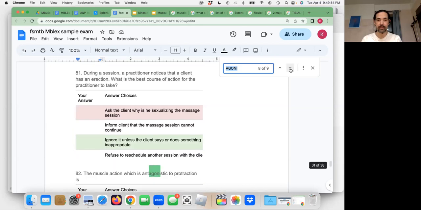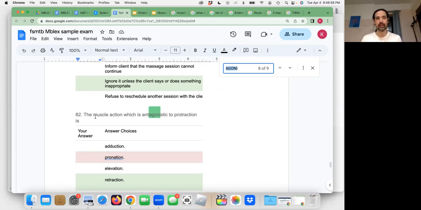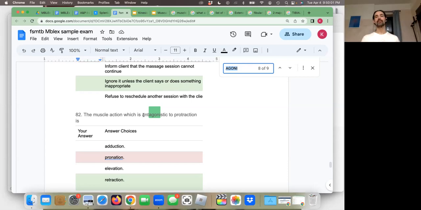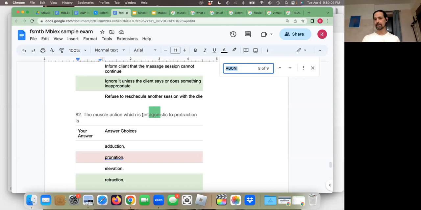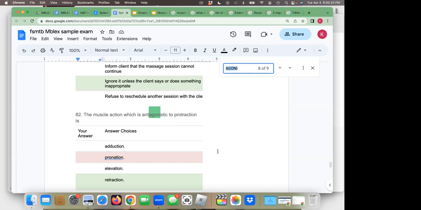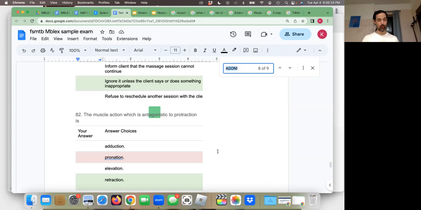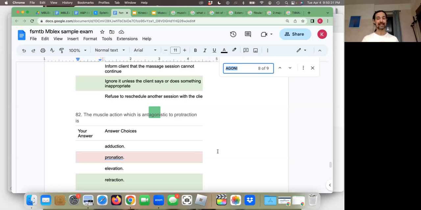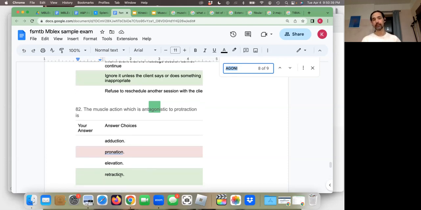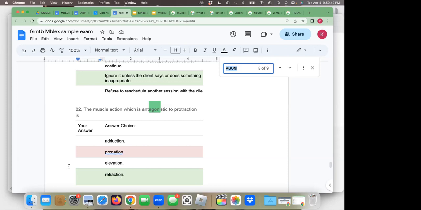Okay, let's see. Next one. The muscle action which is antagonistic to protraction. Where does protraction happen? What bone? What set of bones do we protract and retract? The jaw? No. The shoulders. The shoulder blades. Yes, great. So what's antagonistic to protraction? Adduction, pronation, elevation, or retraction? Retraction. Very good.